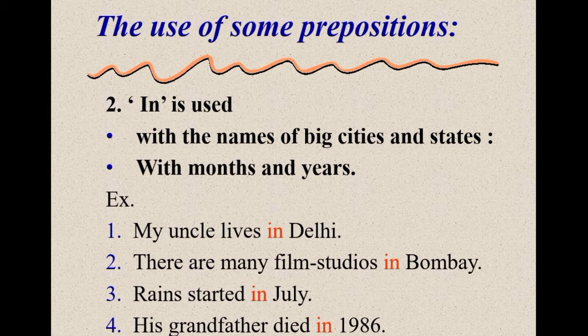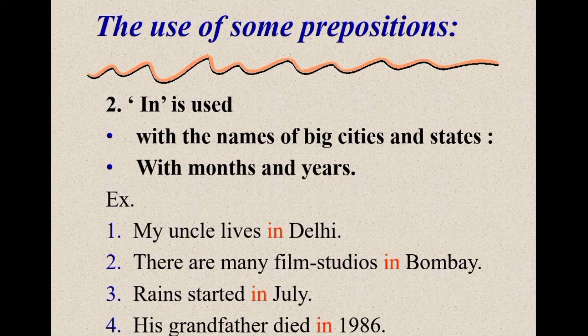So in is used with the names of big cities and states, and with months and years. Now we have some examples. It means when we want to describe cities and states, before that we use the preposition in, and with months and years also. Example, my uncle lives in Delhi. So Delhi is the name of a big city, so here we have used the preposition in.